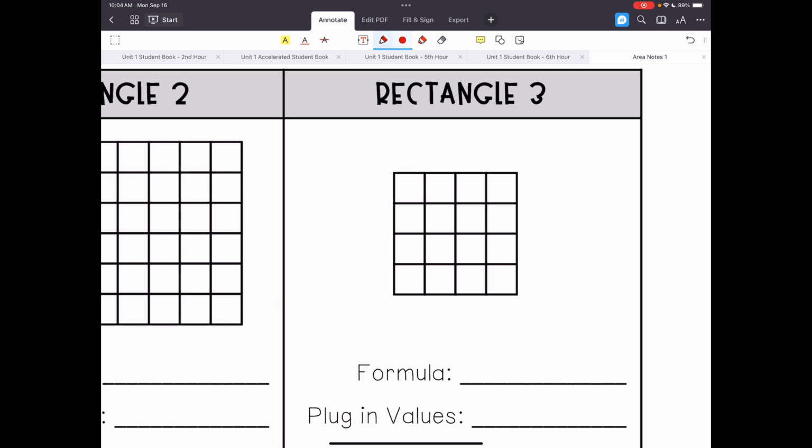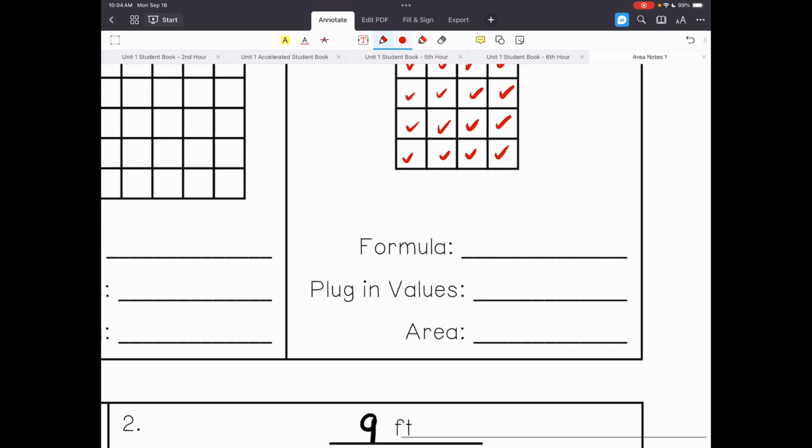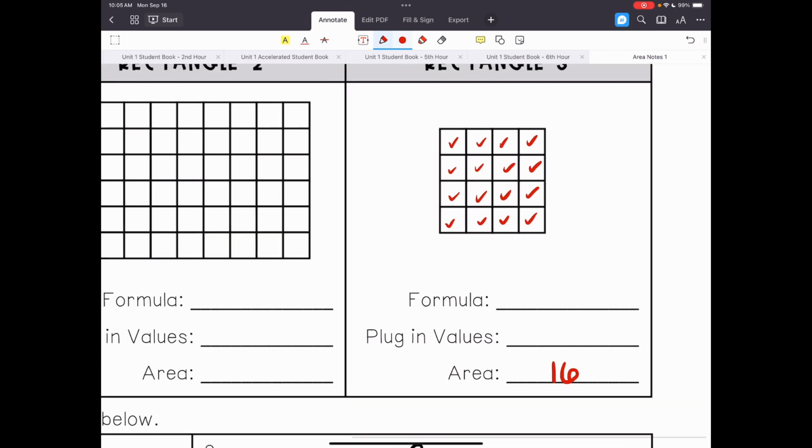So 1, 2, 3, 4, 5, 6, 7, 8, 9, 10, 11, 12, 13, 14, 15, 16. So I already know that my area is 16. It doesn't say any specific units, so that's when we're going to use our generic units squared. So I know that that's my answer. But we can double check to make sure that we got the correct answer by using the formula of area equals base times height. So my bottom, remember, we're counting from corner to corner. That's 1 unit.